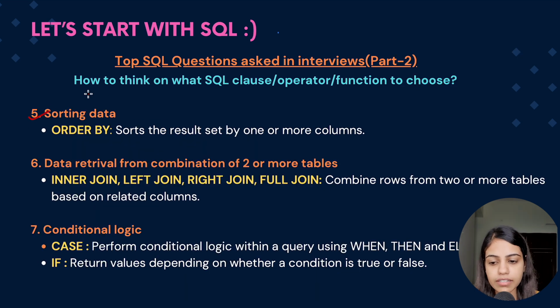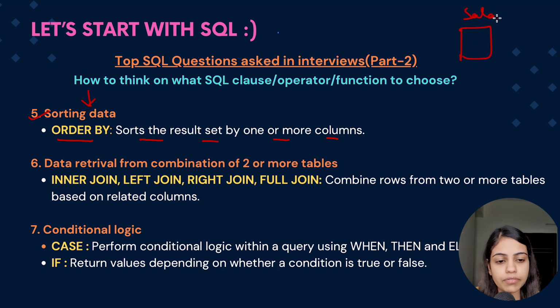Now coming to the next scenario, sorting of data. Whenever we want to sort our data in ascending or descending order, we use order by. Order by sorts the result set by one or more columns. So if there is a column, consider salary, and some salaries present, consider 1 rupee, 2 rupees, 3 rupees, we can sort these salaries in ascending and descending order using order by. By default order by uses ascending order, so for descending order we have to give it explicitly.